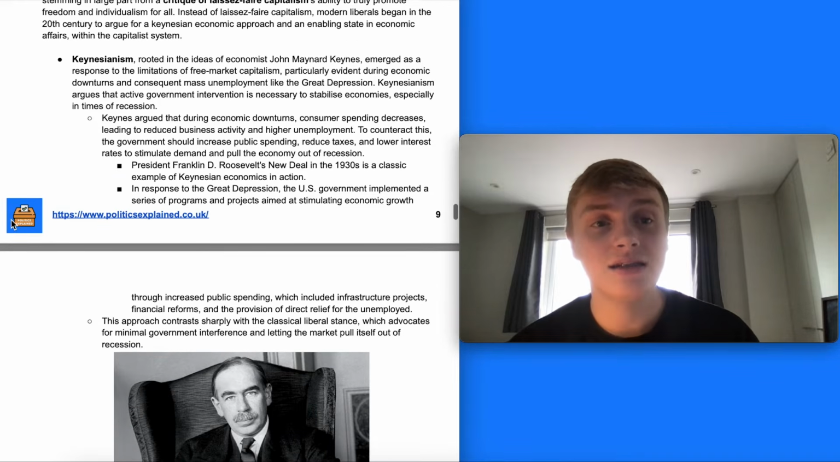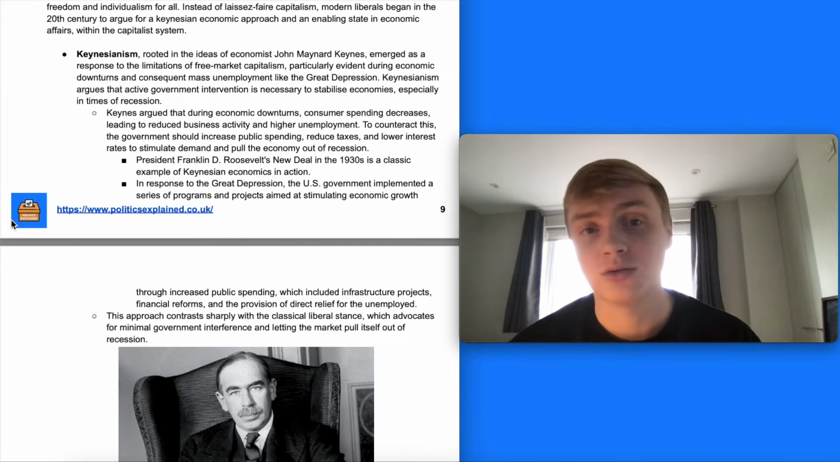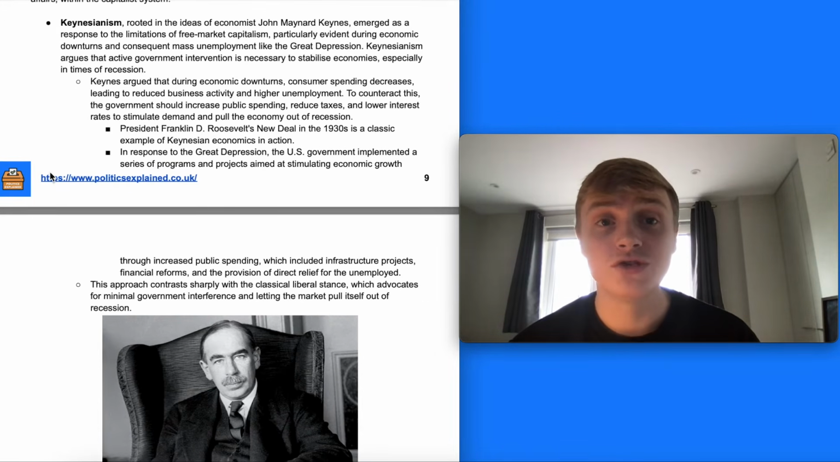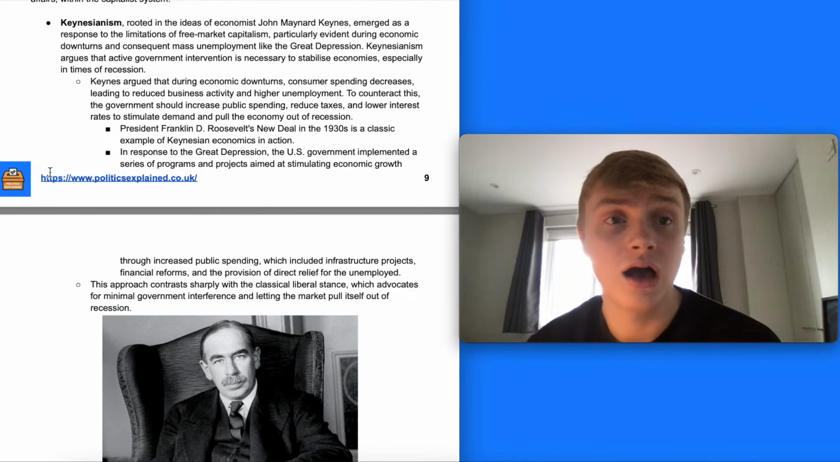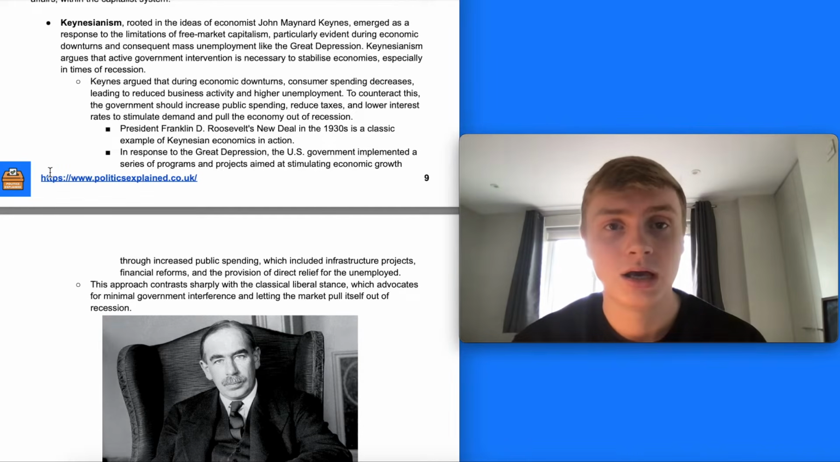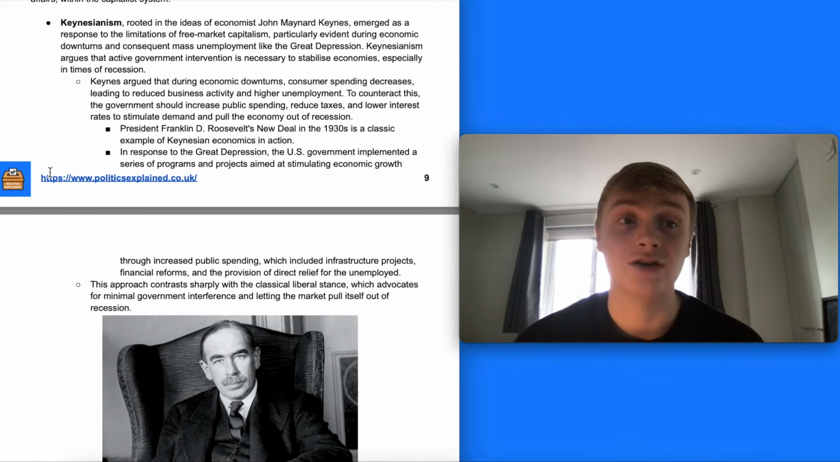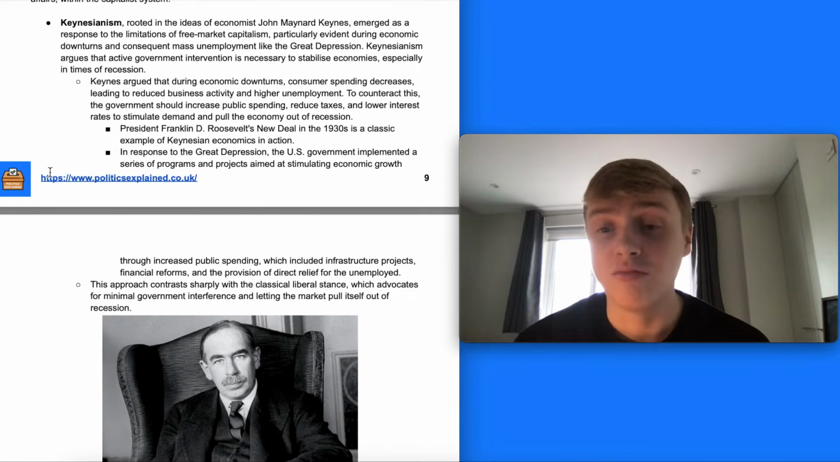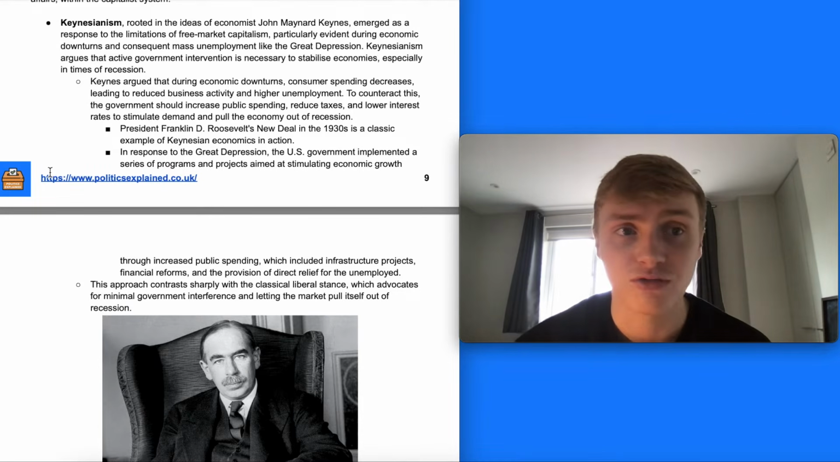Instead, they begin in the 20th century to argue for a Keynesian economic approach and an enabling state in economic affairs within the capitalist system. So Keynesianism, rooted in the thought of John Maynard Keynes, emerged as a response to the limitations of free market laissez-faire capitalism, particularly during economic downturns such as the Great Depression in the 1920s. It argued that active government intervention is necessary to stabilise economies, especially in times of recession.